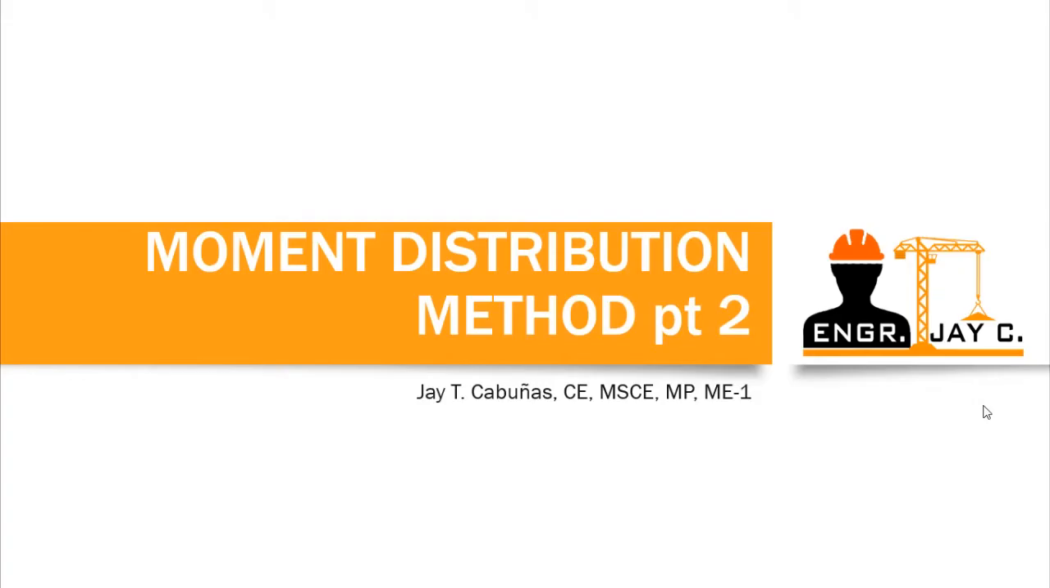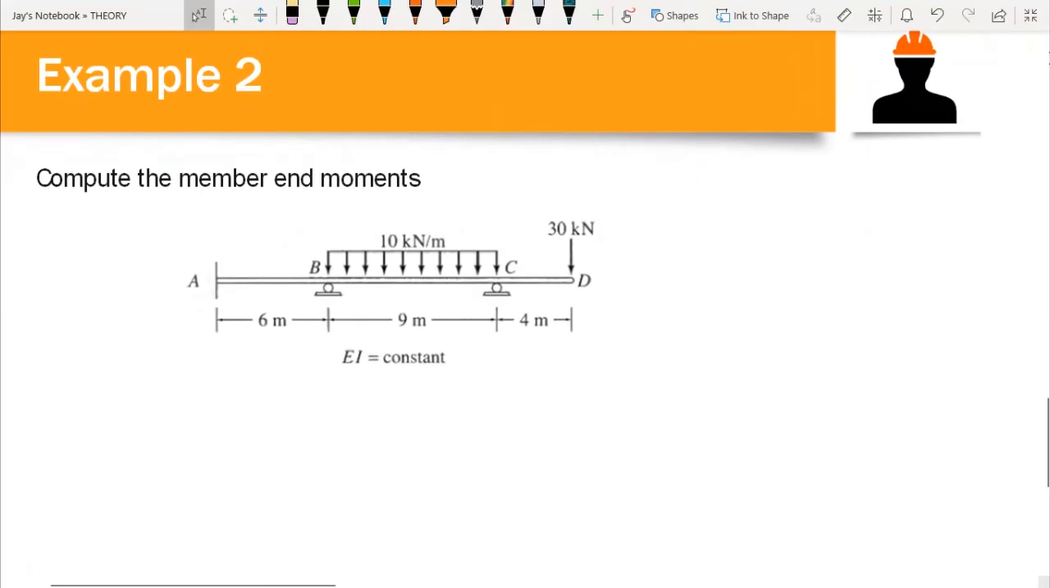But if you'd like to learn the principles regarding moment distribution method, I would suggest watching the first part of this discussion. Now we have the second example. We have this overhang continuous beam. As you can see, we have the overhang member of this beam.